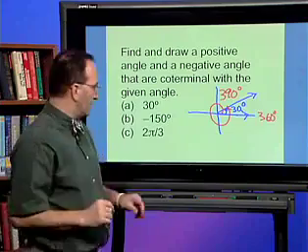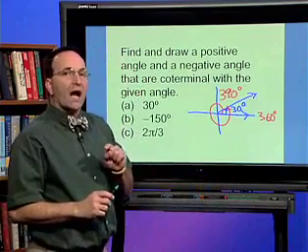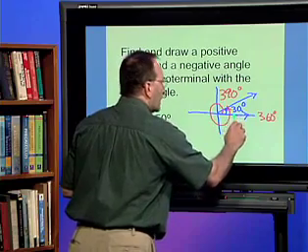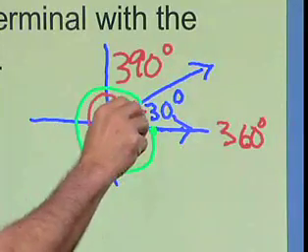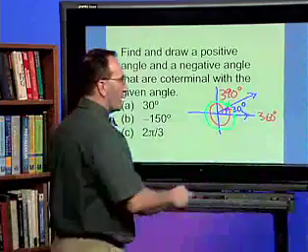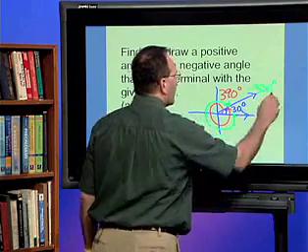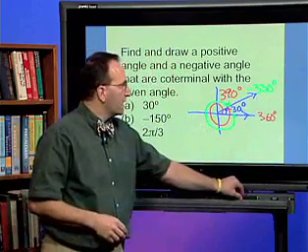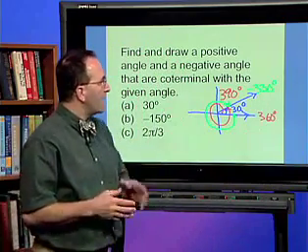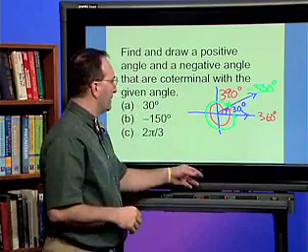What about a negative angle? For a negative angle, remember, I would go clockwise. So I would start here and go around this way, stopping there. In that case, basically, I'm stopping 30 degrees short of 360, so I would have negative 330 degrees. And so my two angles that are the same as 30 are 390 and negative 330. Now let's do the negative 150.